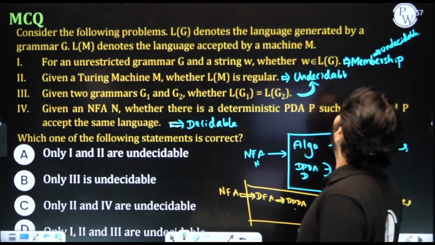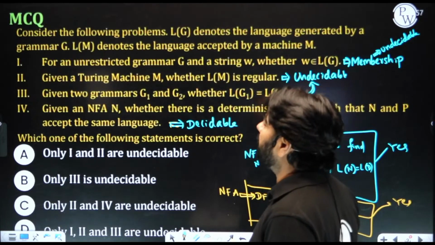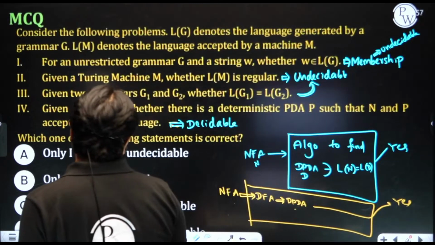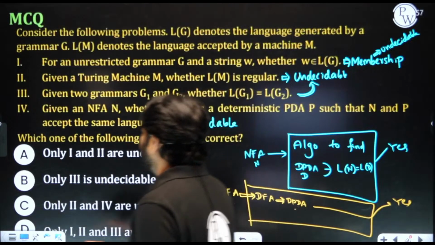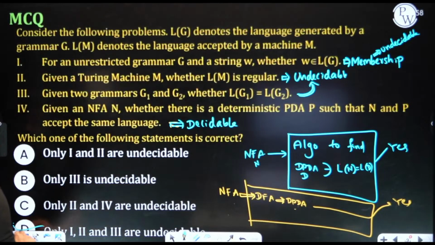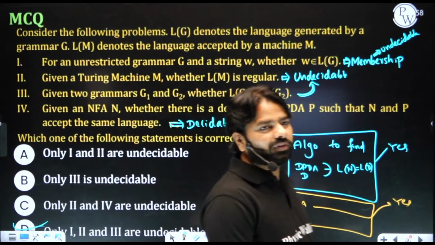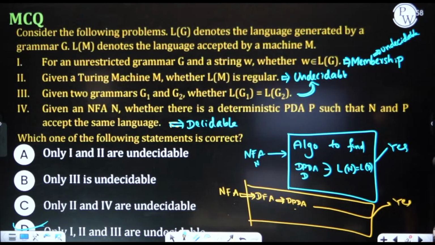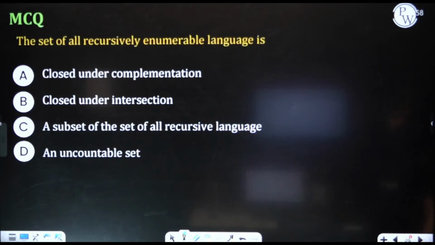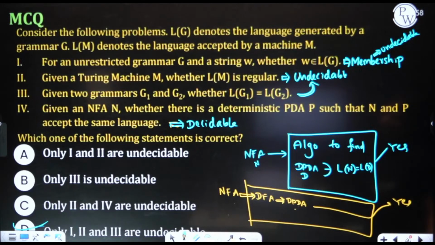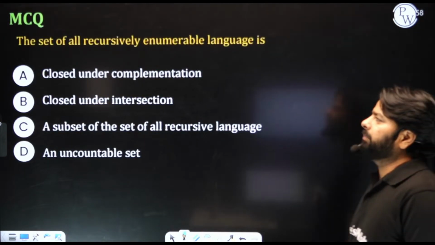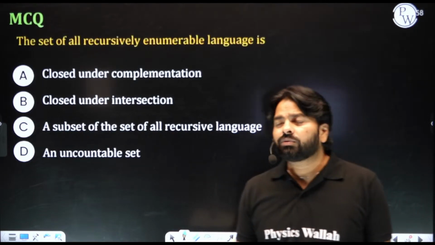Okay. Now, how many are undecidable except the last one? 1, 2, 3. Do you have the statement? Yes. That answer is D. The last option is here: only 1, 2, and 3 are undecidable. Yes, except D, all are undecidable. Fine. Let's go to the next question.